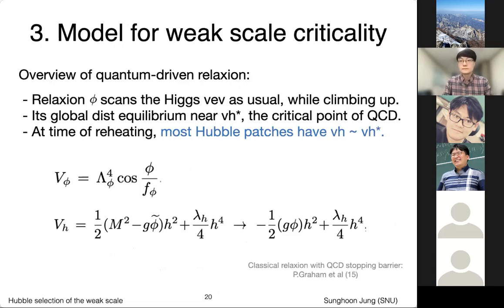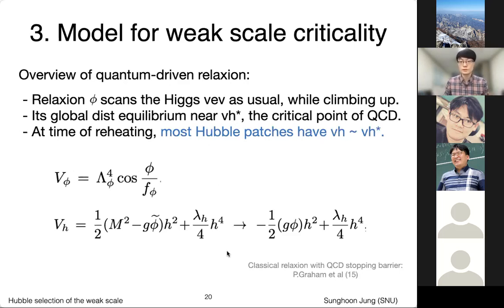All right. So the Higgs vev scanning is provided by the relaxion. The usual classical relaxion given by Peter Graham et al. is just copied here. But the evolution of phi, its global field distribution, is determined by the Hubble selection. So it actually climbs up the potential rather than rolling down the potential in all the Hubble patches, right? Its global distribution makes an equilibrium near the critical point, which is the critical point of the QCD that we just found. Then at the time of reheating, most of the Hubble patches will have the Higgs vev near this critical point, which is of order 10 MeV near lambda QCD. And it happens that lambda QCD is near the weak scale and is small by dimensional transmutation.